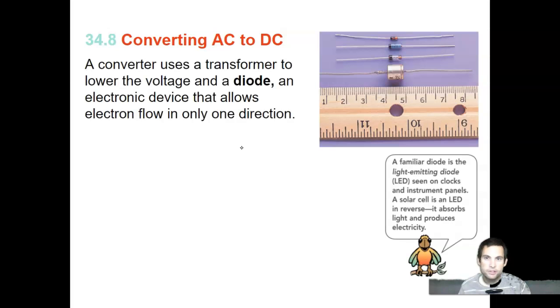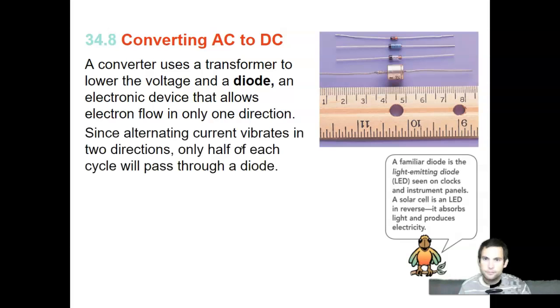A converter uses a transformer to lower the voltage and a diode, which is an electronic device that allows electron flow in only one direction. All right, so a transformer, you know what a transformer is. It's the brick to your phone charger. That's a transformer. It's a whole bunch of thin wires wrapped around coils, and it transforms the electricity to lower the voltage.